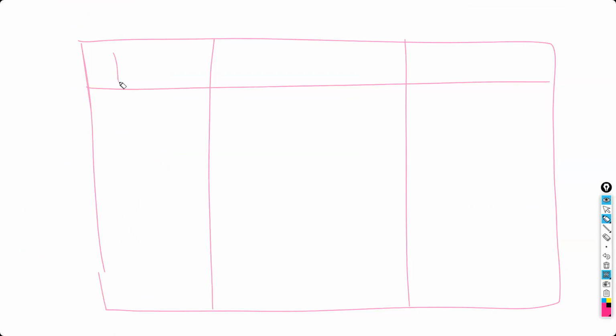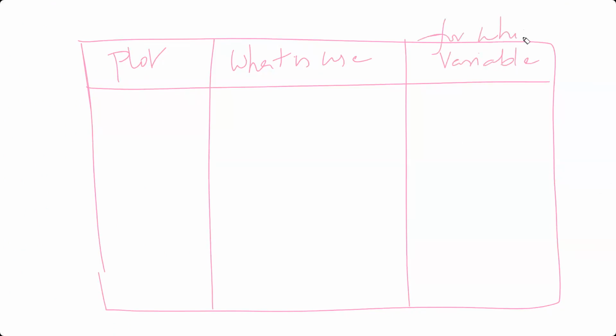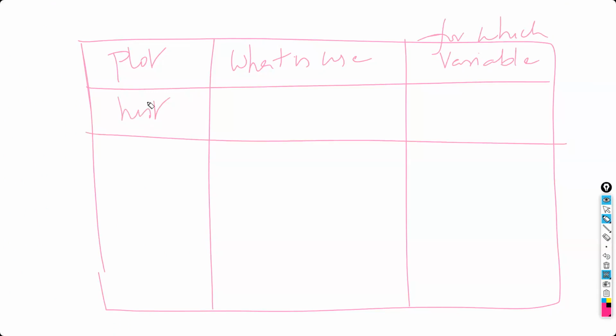What is in the table? What is the plot name? What is the use of this plot? And for which variable is it applicable? Here you have to write, for example, histogram. The use of a histogram is that it gives the distribution of the data, for which variable? One continuous variable.